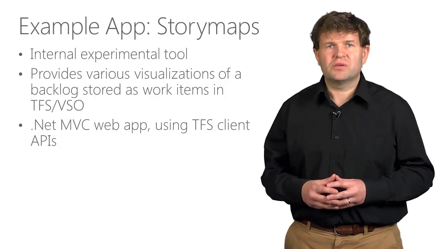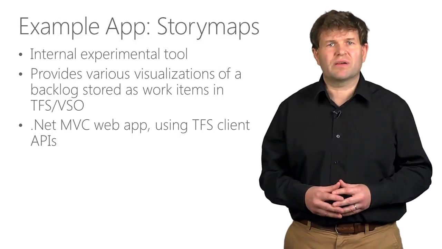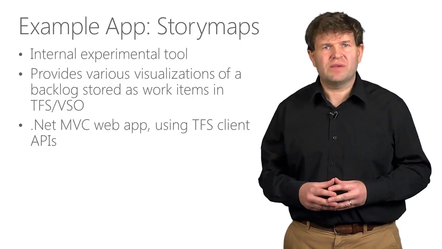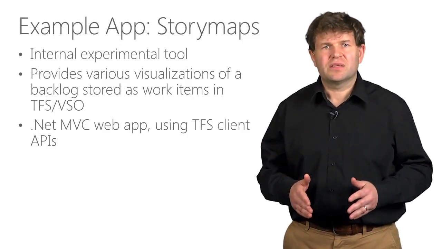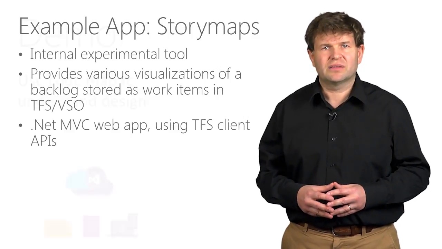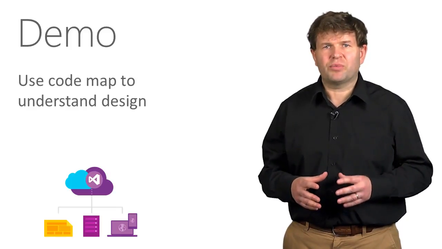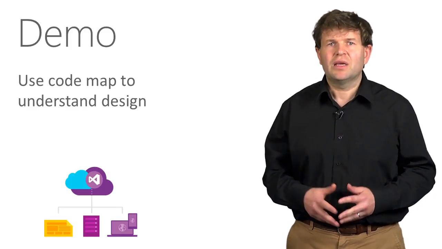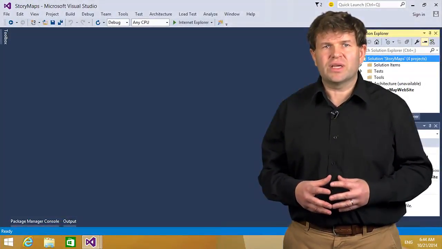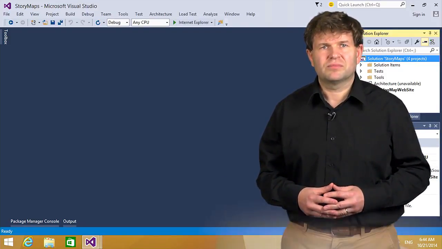I've chosen to use code of an internal tool we built to experiment with various visualizations of an agile backlog. The backlog is stored as work items in Team Foundation Server. This is a .NET MVC web app which talks to TFS APIs. For the demo, imagine that I'm trying to help a colleague ramp up on the Backlog Maps codebase. We want her to support a new kind of work item, so I want to help her get oriented in the overall code, then drill into some of the details.